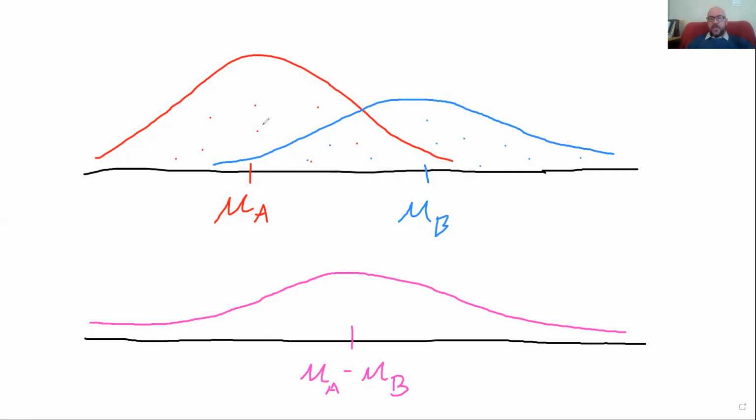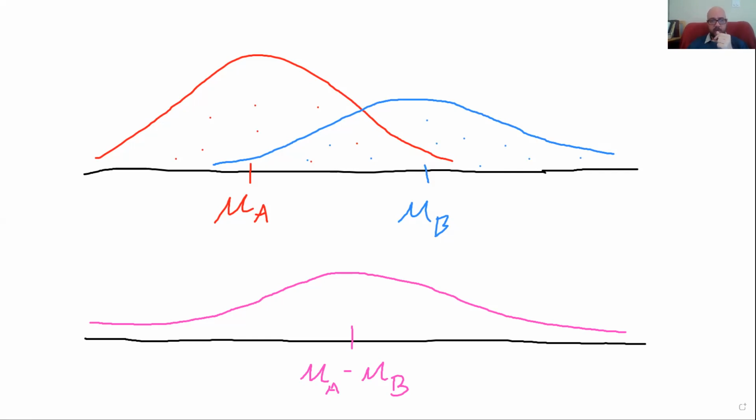So basically, when you subtract these two normal distributions, what ends up happening is that the mean of the distribution of differences is at the difference of the means, and the standard deviation of the distribution of differences is the square root of the sum of the variances of the old distributions. So let's see what the formula for that looks like.